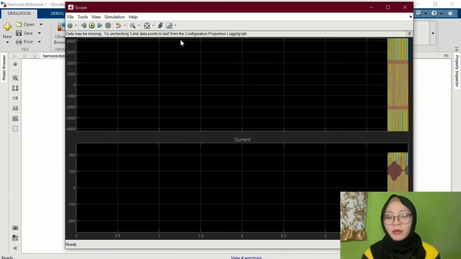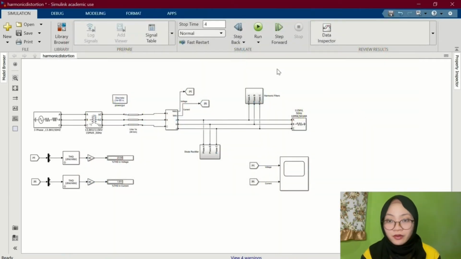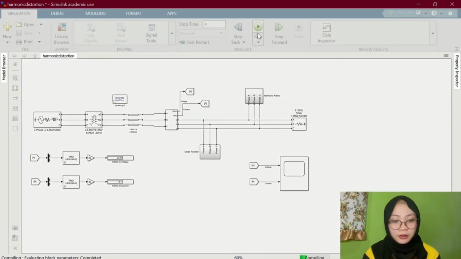Okay, so the waveform would be like this, which is a voltage waveform. It is not normal, it is a non-sinusoidal waveform, while the current is a normal sinusoidal waveform. For this problem, I apply the harmonic filter to mitigate this harmonic problem.